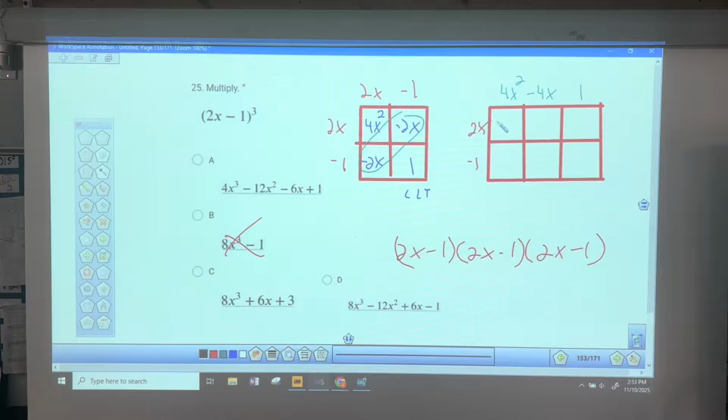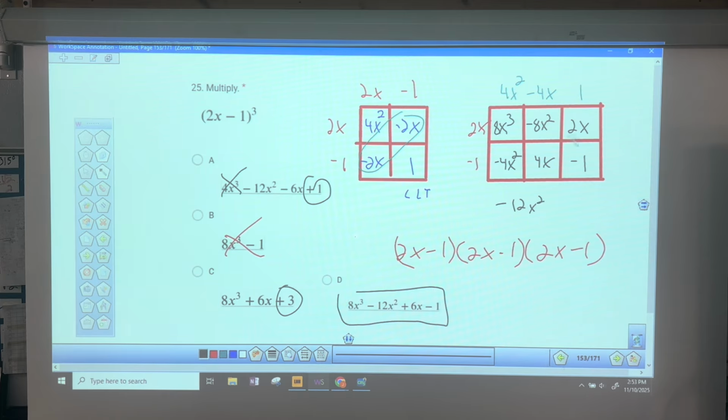2x times 4x squared is 8x cubed. 2x times negative 4x is negative 8x squared. 2x times 1 is 2x. Negative 1 times 4x squared is negative 4x squared. Negative times negative is positive 4x. Negative times positive is negative 1. So it isn't going to end in a positive 1 or a positive 3. It's going to end in a negative 1. But notice, that would give us negative 12x squared plus 6x minus 1 with 8x cubed up front.